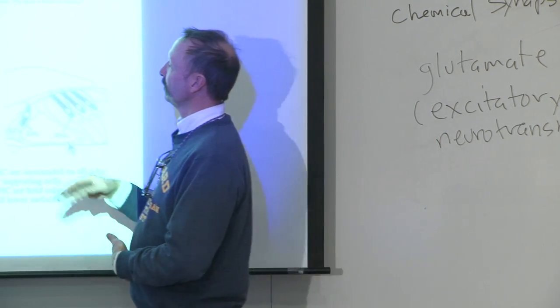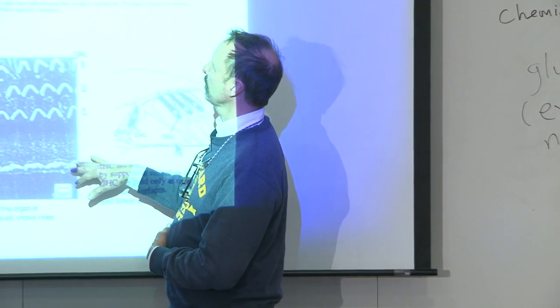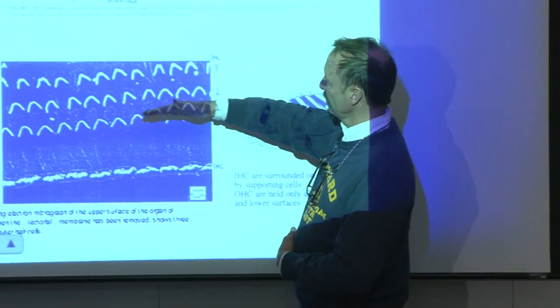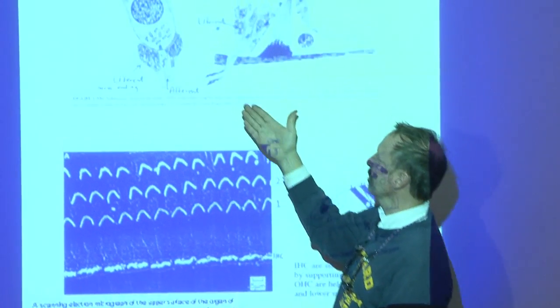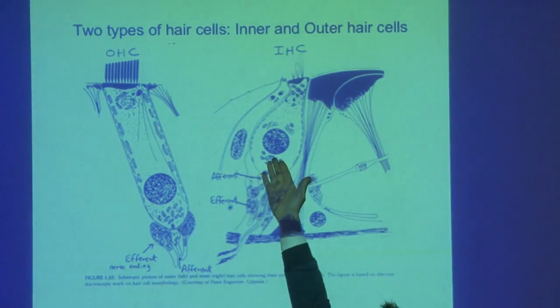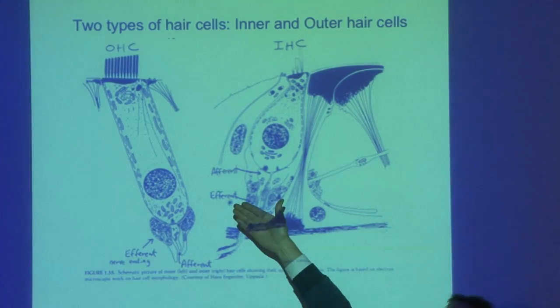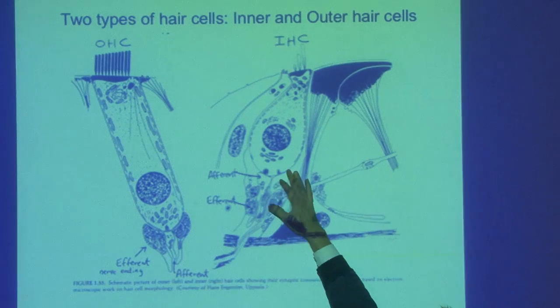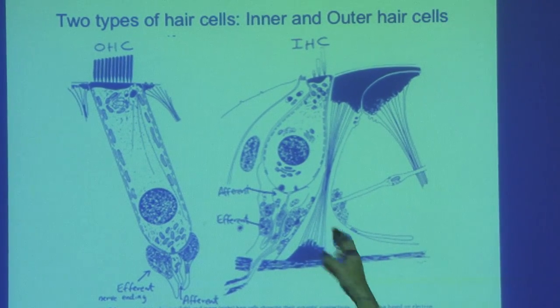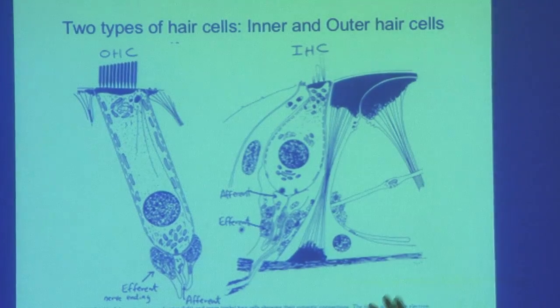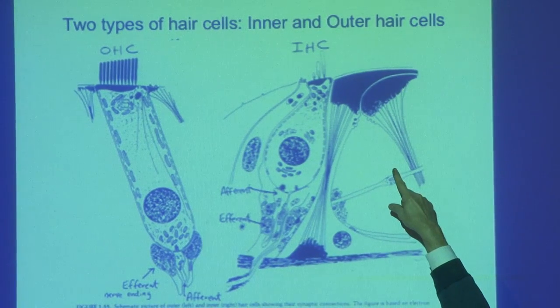Okay, so that's the difference between inner and outer hair cells. If you cut them in the other dimension and look at them in the longitudinal plane, inner and outer hair cells look completely different. An inner hair cell is a big fat cell. It comes up to a neck and bulges out a little bit where the hair bundle is, way up at the top.